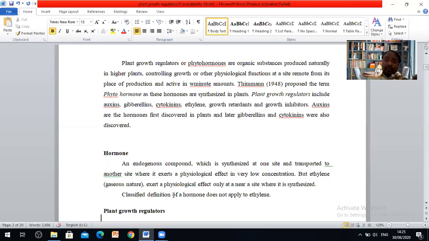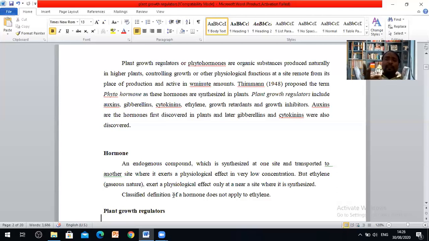auxins, gibberellins, cytokinins, ethylene, and abscisic acid. Among them, some are growth promoters, which promote the growth of the plant, and some are growth inhibitors, which inhibit the growth of the plant. This promotion and inhibition of growth, collectively or coordinately, we call growth regulation, the regulation of the growth of the plant.